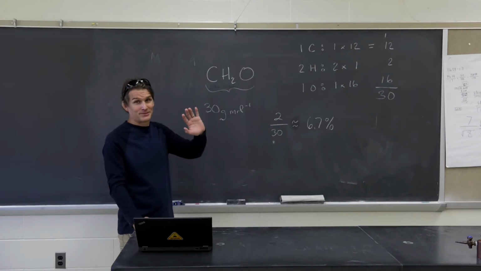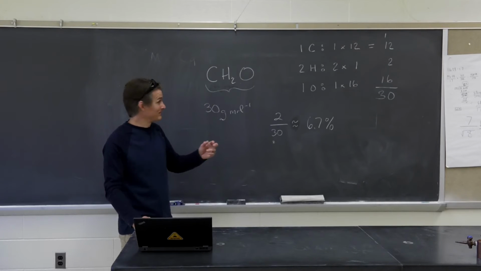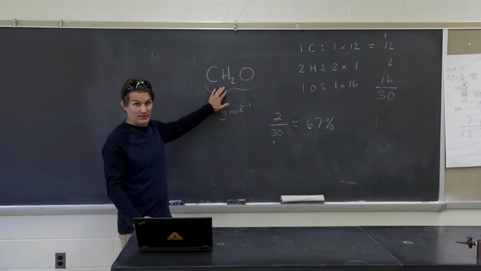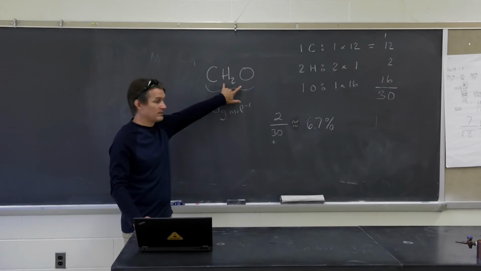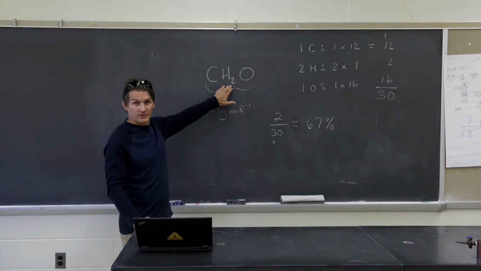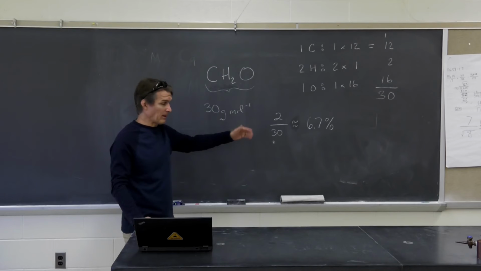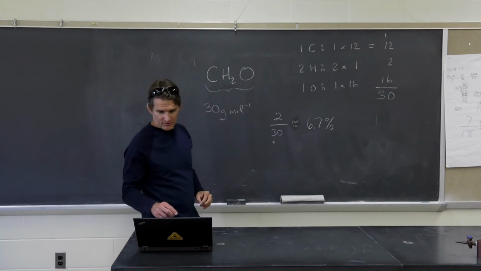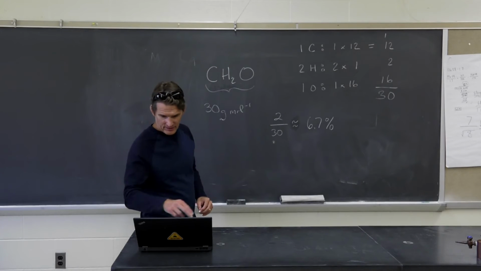Even though it's half of all the atoms, right? I have 4 atoms total in this thing. 2 of them are hydrogen, one's carbon, one's oxygen. By number, hydrogen is 50% of the atoms in the molecule, but by mass it only makes up 6%, or 7% roughly. Okay, now let's do number 3.